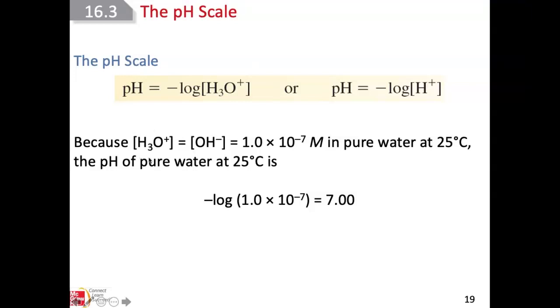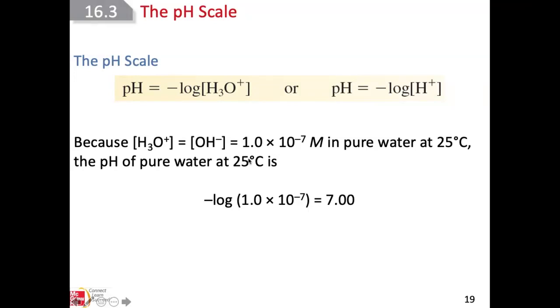When the concentration of H3O plus equals the concentration of OH minus, the solution is neutral. Both concentrations equal 10 to the negative 7 molar at 25 degrees Celsius in pure water, so the pH of pure water is equal to 7. But the pH of water only equals 7 at 25 degrees Celsius. It might be a really different number, depending on the temperature.